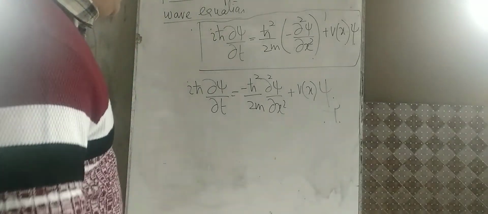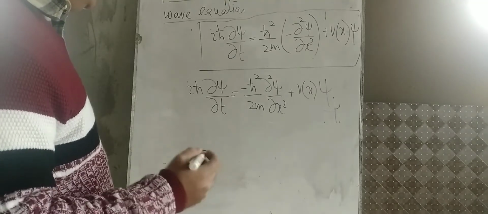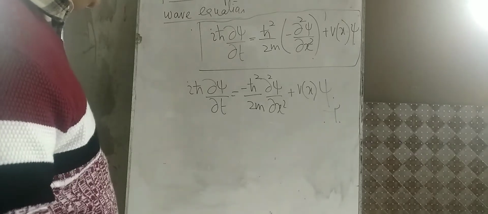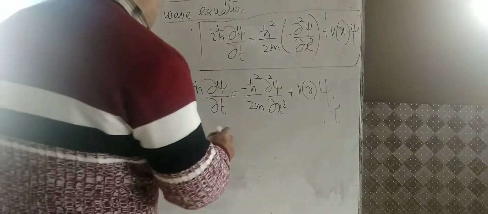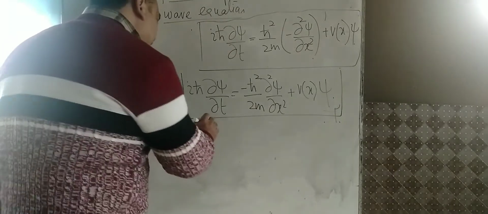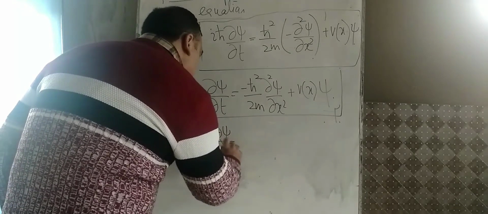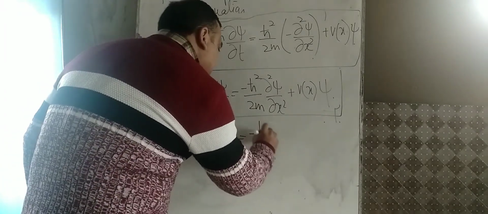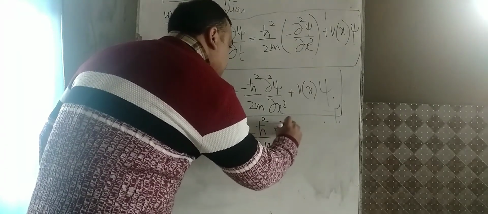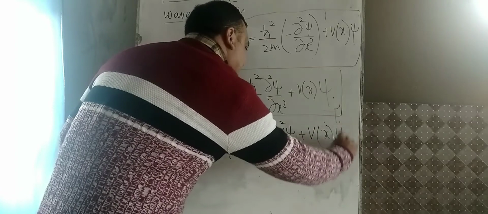Now, if we incorporate all three dimensions, x, y, and z, you rightly remember that del 2 by del x2 plus del 2 by del y2 plus del 2 by del z2 is equal to the Laplacian operator. So I can write this time-dependent Schrodinger wave equation in three dimensions as i h bar del psi upon del t is equal to minus h bar square by 2m del square psi plus V of x psi.